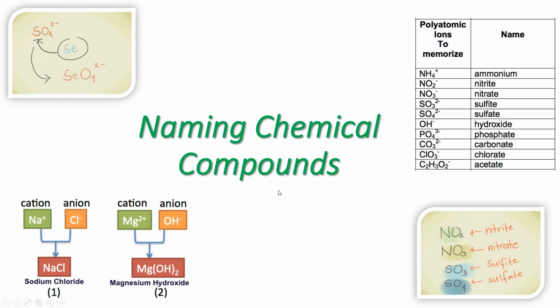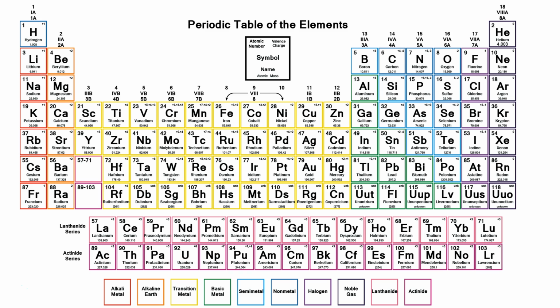In this series of videos, I'm going to go through naming chemical compounds. In this video, I'm going to start by going over how ionic binary compounds are named. But before I do that, let's first look at the periodic table. The periodic table is fairly important in all aspects of chemistry, and it's also important to refer to it when naming chemicals.